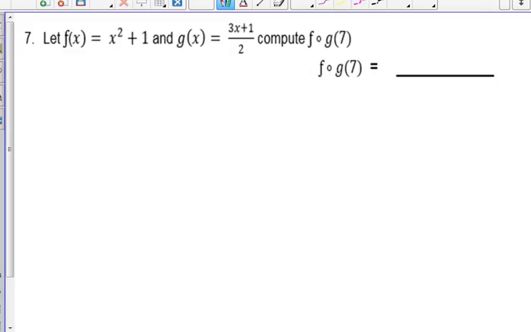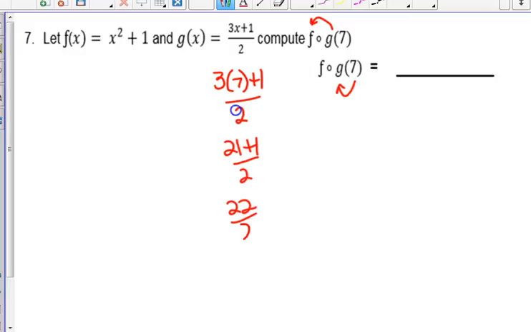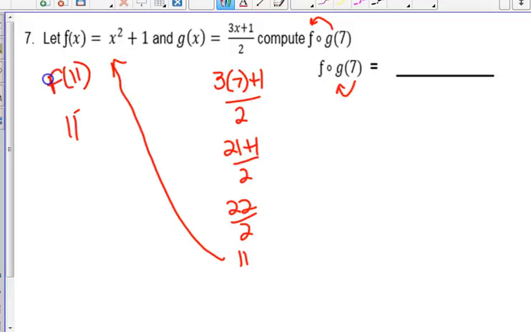Number 7. It says put g into f, but I always just put the 7 into g. So if I put a 7 in here, I get 21 plus 1 over 2, or 22 over 2, is 11. And then I'm going to put that answer back in, so I would have f of 11 would be 11 squared plus 1, which is 121 plus 1, or 122.